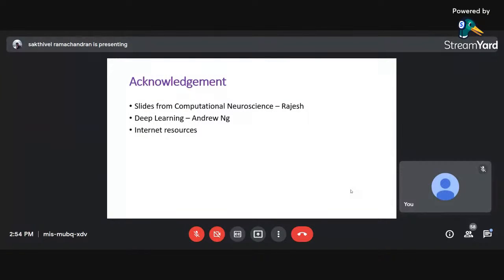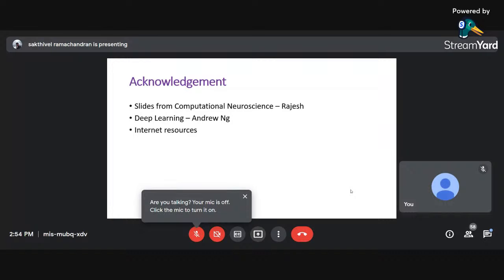Sources, particularly Computational Neuroscience by Dr. Rajesh, Deep Learning by Andrew Ng, internet resources, and multiple other places. I would have used the pictures and the diagrams which have been provided. So I'm acknowledging them.